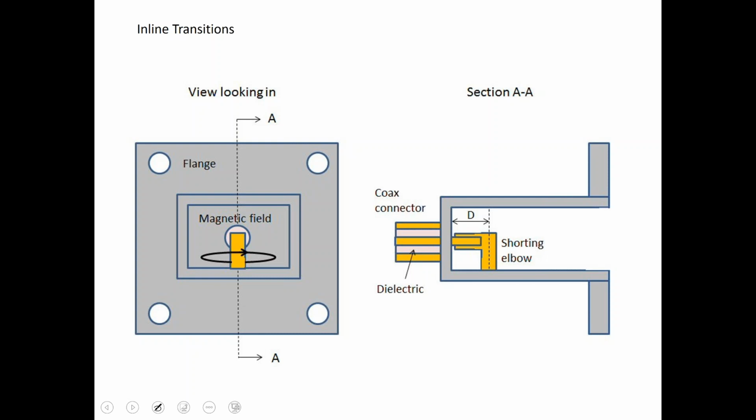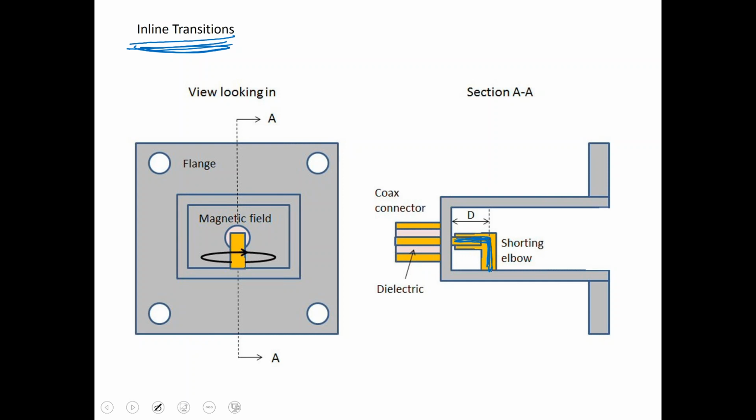Another transition is called inline transition, and this is the transition which you use for really TM modes. Sometimes if you short this transition, you can use it for TE modes too. And in this transition, you have the connector, and for TM modes, you won't short it. For TE modes, you would start to short this with an elbow.